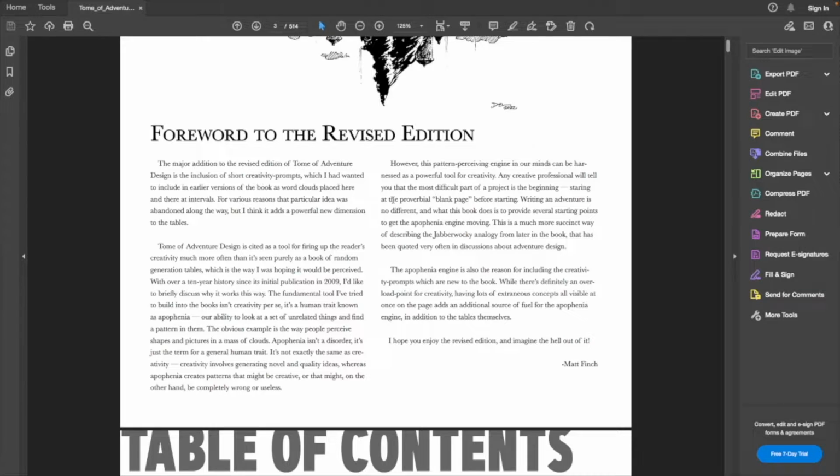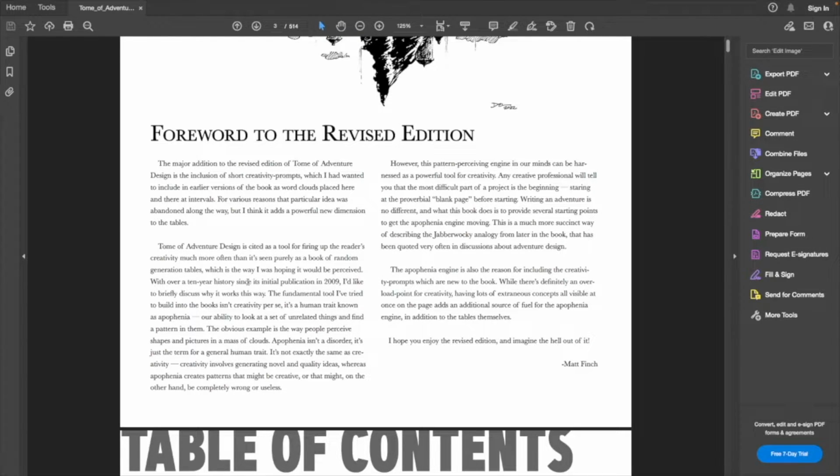The major addition to the revised edition of the Tome of Adventure Design is the inclusion of short creative prompts, which I had wanted to include in earlier versions of the book as word clouds placed here and there at intervals. For various reasons, that particular idea was abandoned along the way, but I think it adds a powerful new dimension to the tables. Tome of Adventure Design is cited as a tool for firing up the reader's creativity much more often than it's seen purely as a book of random generation tables, which is the way I was hoping it would be perceived.